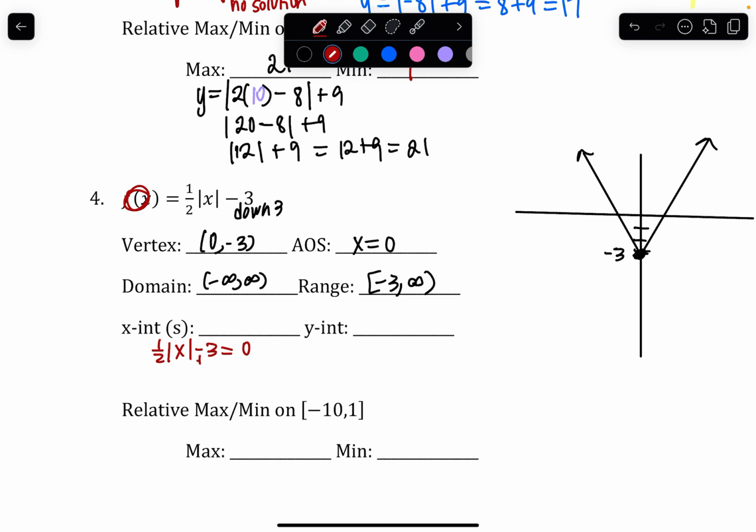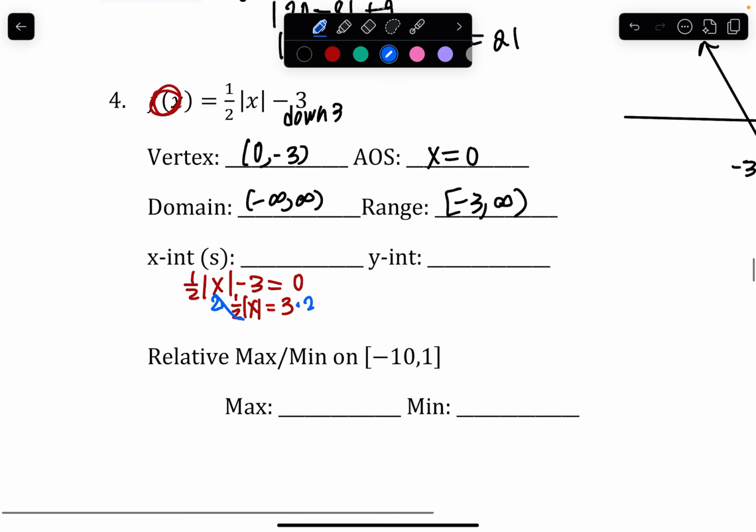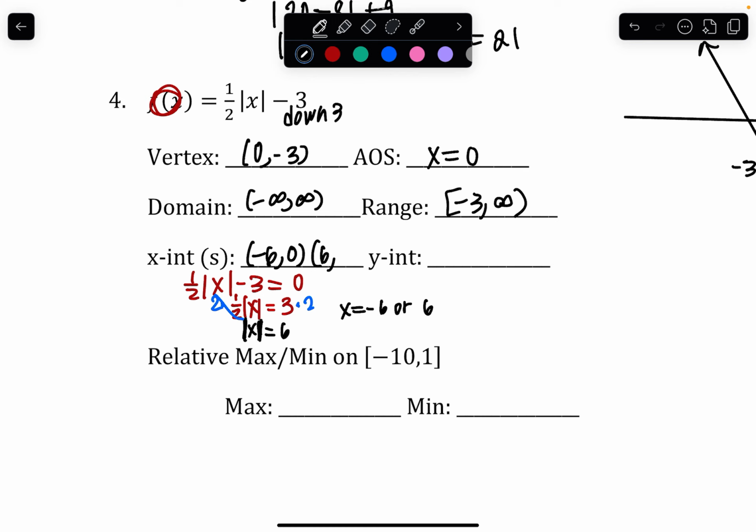We would add 3 to both sides first and get 1/2 absolute value of x equals 3. And then to get rid of this 1/2, we can multiply both sides by 2. That's better than dividing by 1/2. It's the same thing. And so we end up with absolute value of x equals 6. Well, if the absolute value of x is 6, that means x was either -6 or +6. Because when you take the absolute value of -6, you get 6. When you take the absolute value of +6, you get 6. And so we have 2 x-intercepts, -6 and 6.